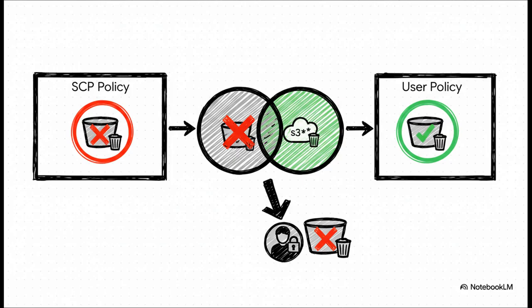Of course it does. This image shows it perfectly. The effective or final permissions for the developer are the intersection of what their own policy allows and what the SCP allows. Because the SCP has that hard deny on S3 delete bucket, it acts like a ceiling. It doesn't matter that the developer's policy says yes, the organizational rule says no, so the developer can't delete the bucket. This is a huge concept for the exam, so make sure you've got it.